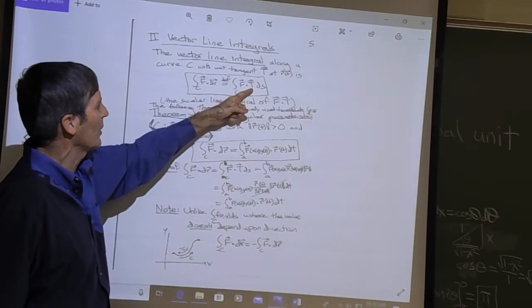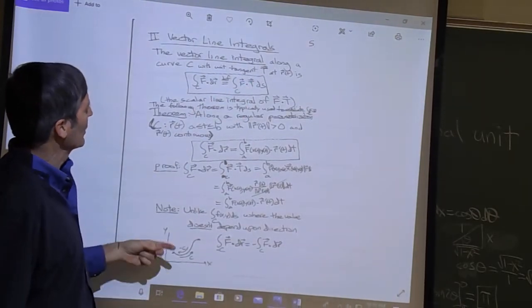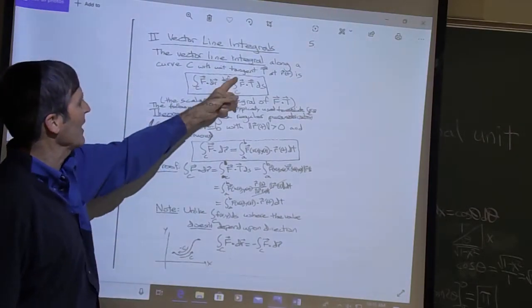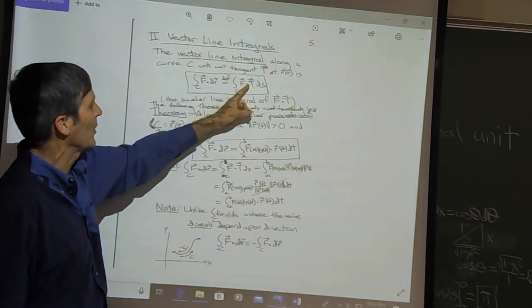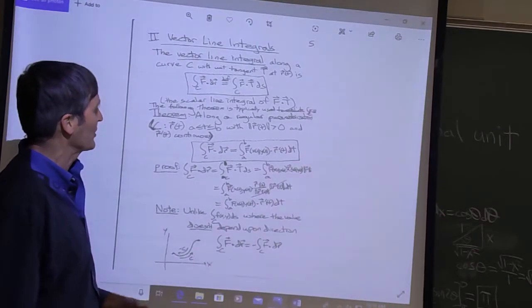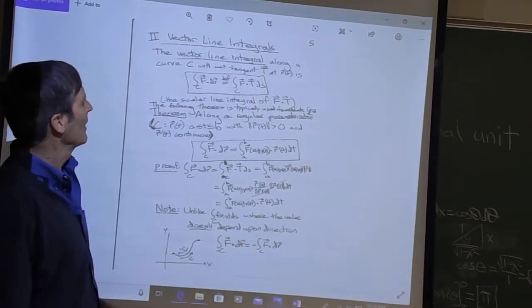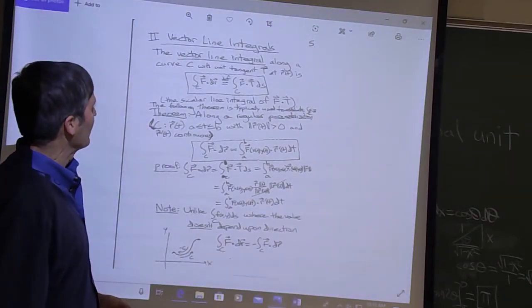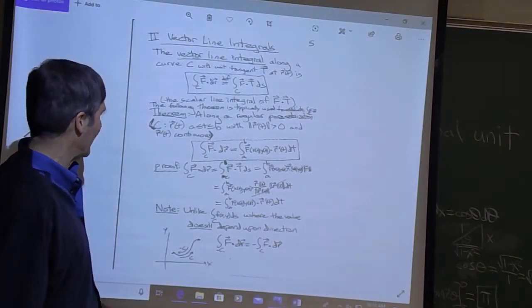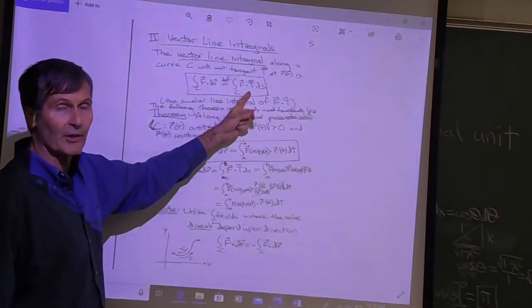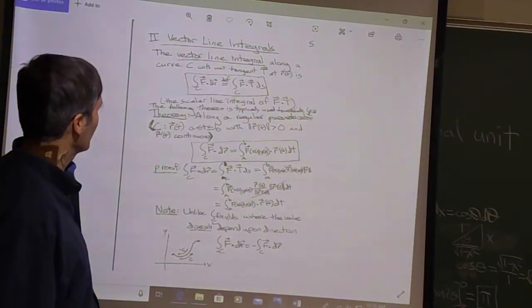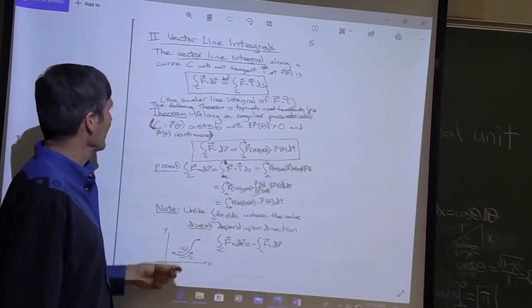Remember, r prime over r was the unit tangent? It only works if r prime isn't 0 along the curve. And then what happens is, if f is continuous, this vector valued function, and r prime is continuous and of one sign, then this can be evaluated, and we call it the vector line integral. What good is that? It turns out that this is how they define work. This is very important in engineering, physics, and so forth, lots of other places too, lots of sciences.